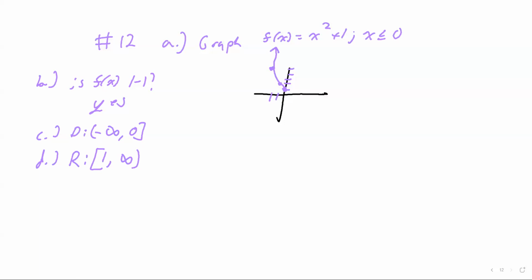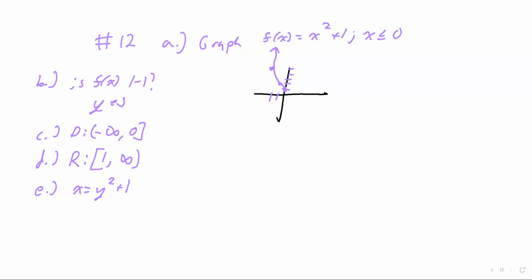All righty. Part E. Write an equation for the inverse. So now they want us to find the inverse of this function. How would I do that? Let's step 1. Good. Switch the x and the y. So this now becomes x equals y squared plus 1.